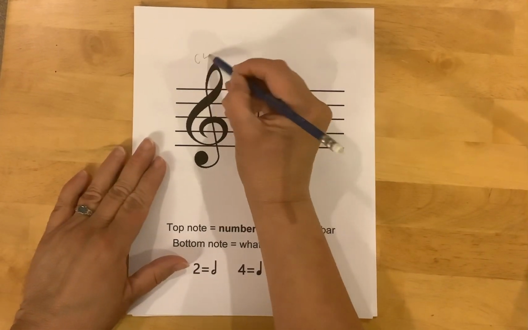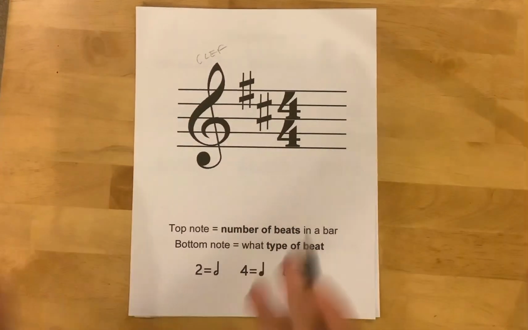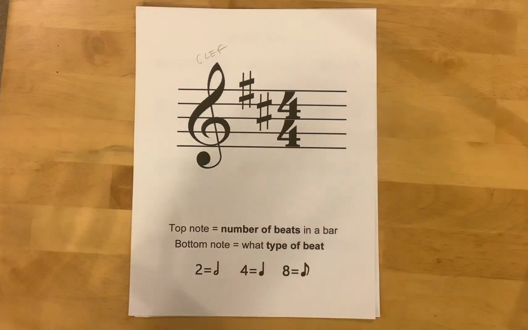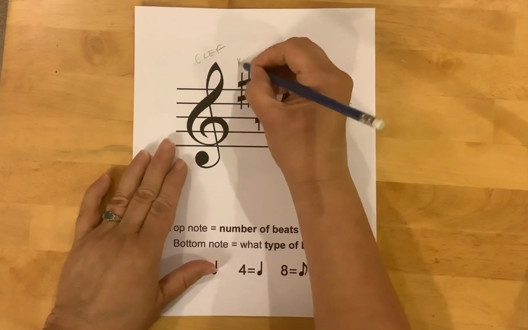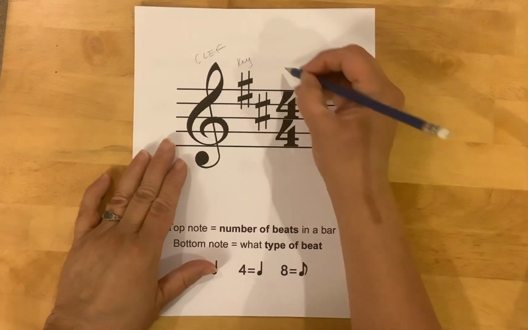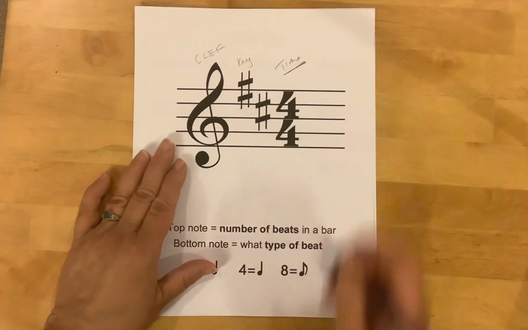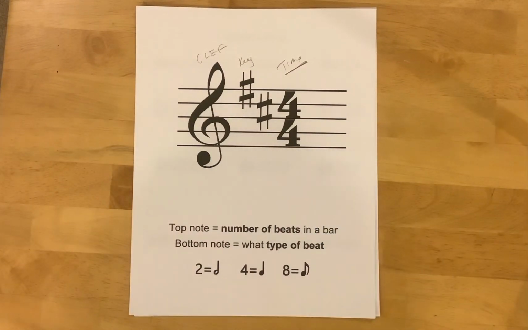You've got your clef. So if you're a flutist, you play in the treble clef. Cellist, you play in the bass clef. Viola, you play in the alto clef. So you've got your clef first. Then you have your key signature, right? Key signature. Then you have your time signature. And I find people do get very confused about this.